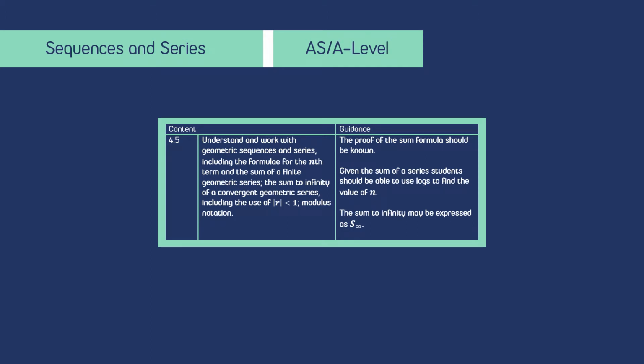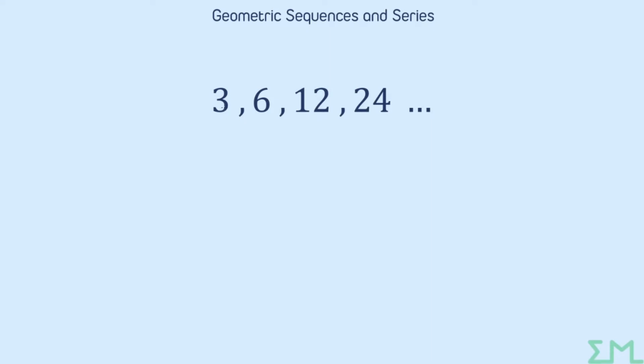This is the third A-level sequences and series video, and we will be looking at geometric sequences and series. Let's start by having a look at a typical geometric sequence. We can see that in order to go from one term to the next, we have to multiply by 2. This is how we know that we are working with a geometric sequence. It will have what we call a common ratio.